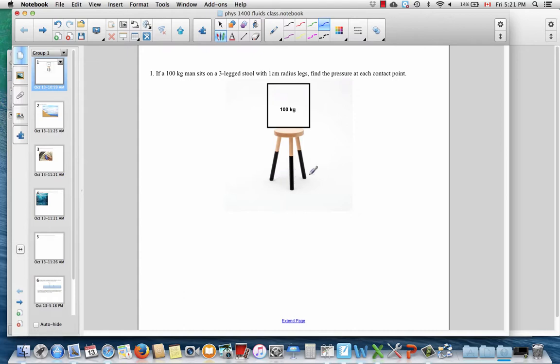That means it's a circle on the bottom, and so that has an area of pi r squared. And of course, there's 3 of them. Now, we want to find the pressure. Pressure is a ratio of force to area. The force in this case is just the weight of the 100 kilogram object.